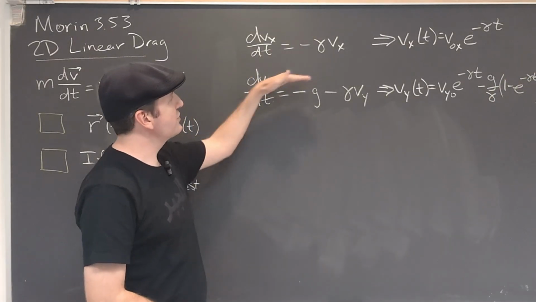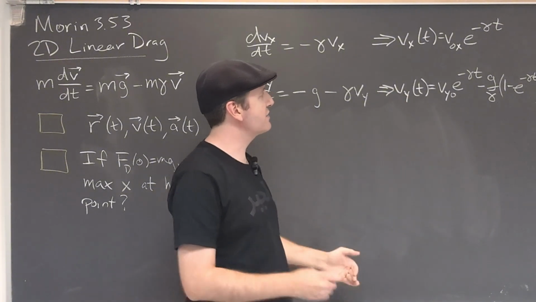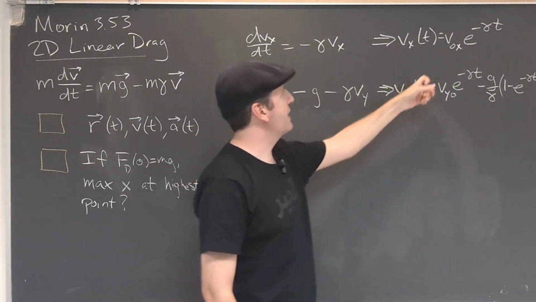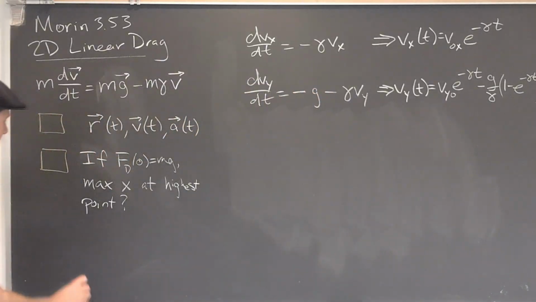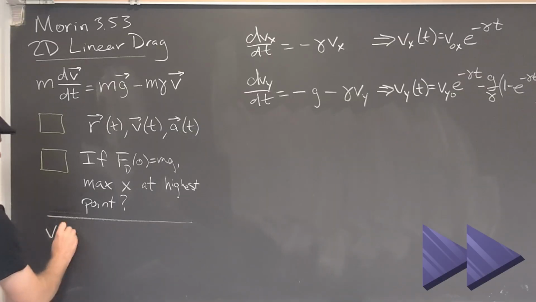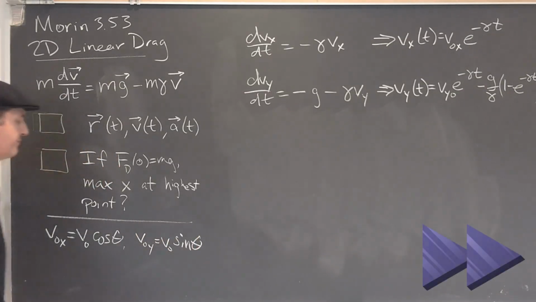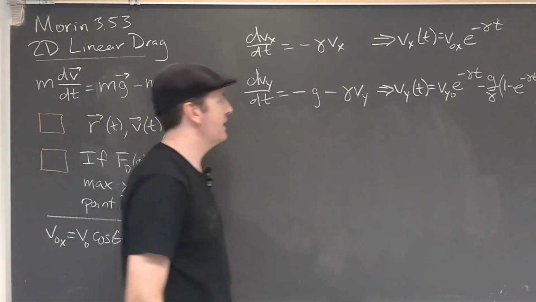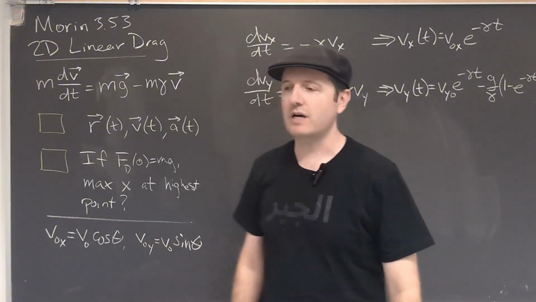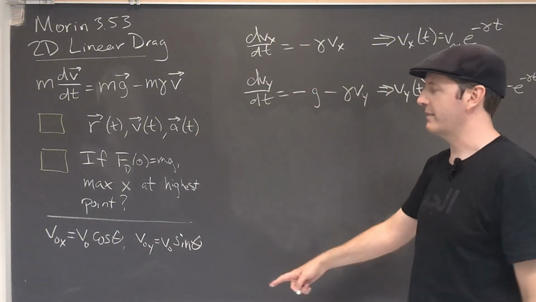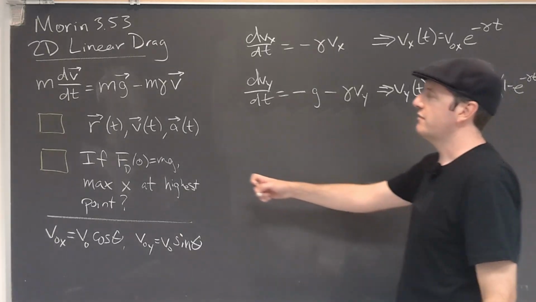Okay, so here are my two solutions. We have our x component for the velocity and our y component for the velocity as functions of time. Of course, we actually know our initial conditions, which are V naught cosine theta, V naught sine theta. So plugging these in here will give us our velocities as functions of time in terms of these parameters and our initial conditions. So we found our v of t.